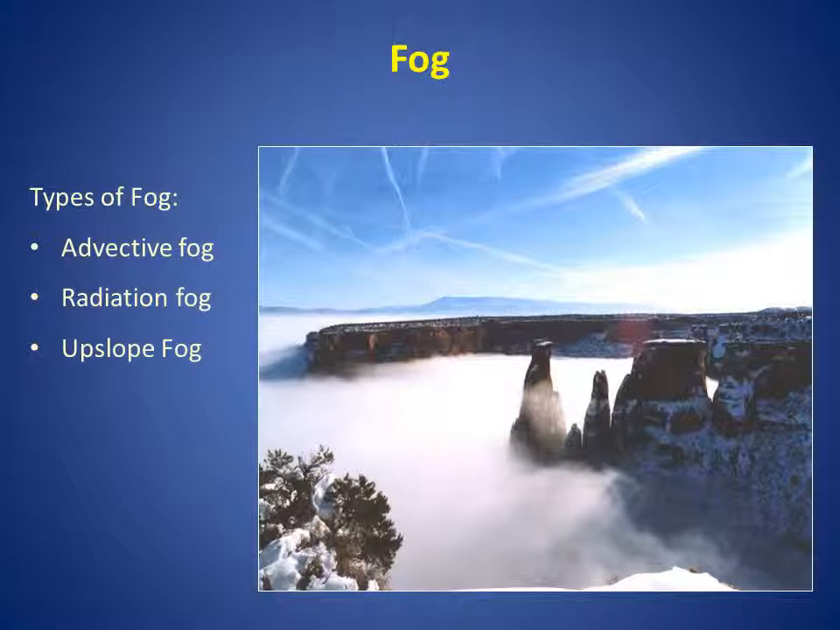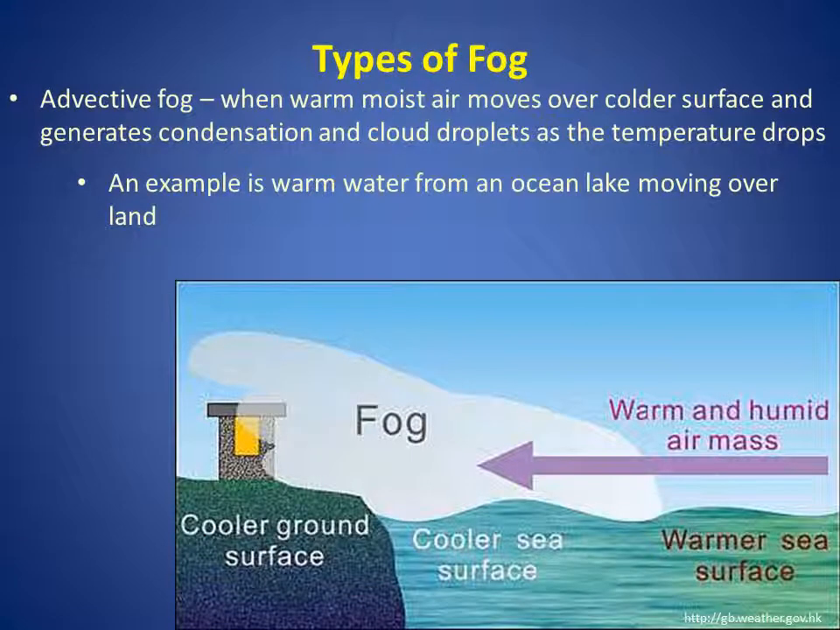Next, we'll talk about the different types of fog: the advective fog, the radiation fog, and upslope fog. Advective fog occurs when warm, moist air moves over a colder surface and generates condensation and cloud droplets as the temperature drops. An example is warm water from an ocean or lake moving over land.